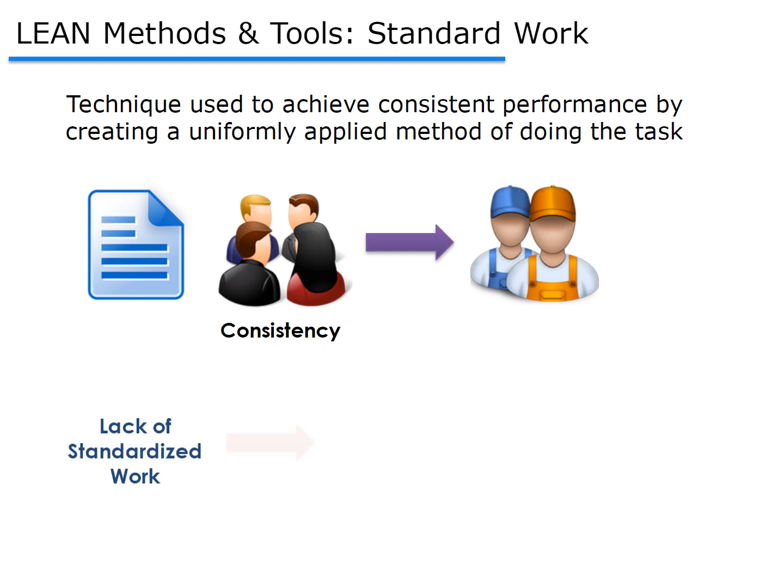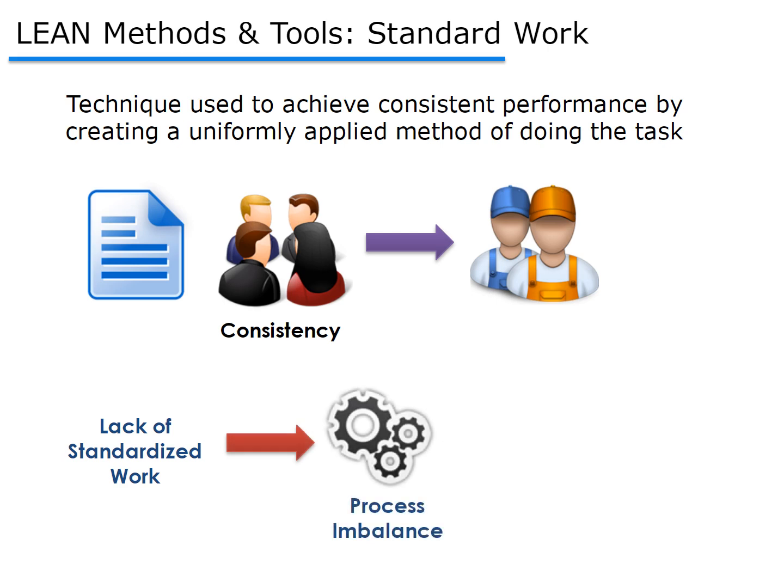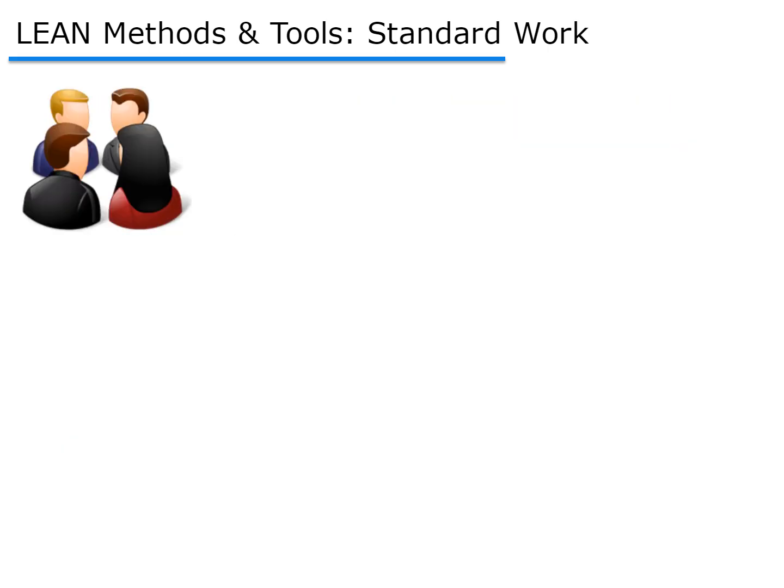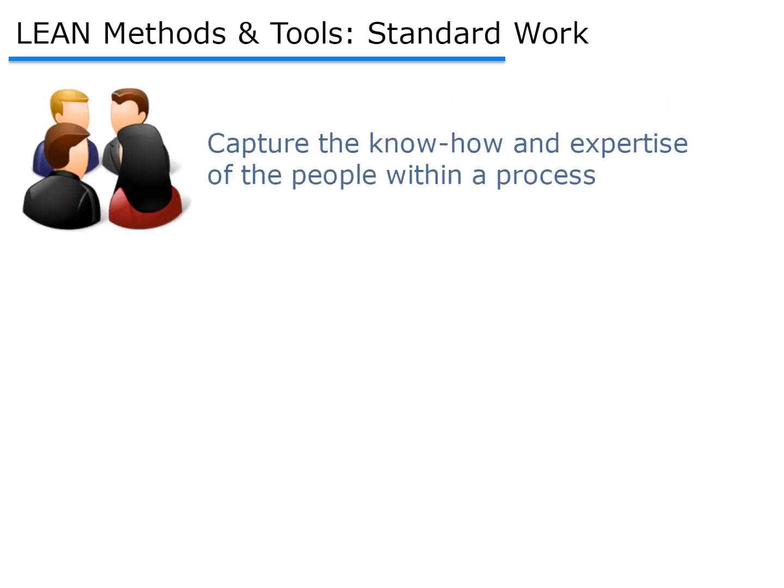Lack of standardized work leads to process imbalance, which in turn generates wastes, resulting in disrupting flow. The best way to create standard work is to capture the know-how and expertise of the people doing the process. This represents the intellectual capital of the process and ensures the best method is executed. To create standard work, we follow a 3-step method.